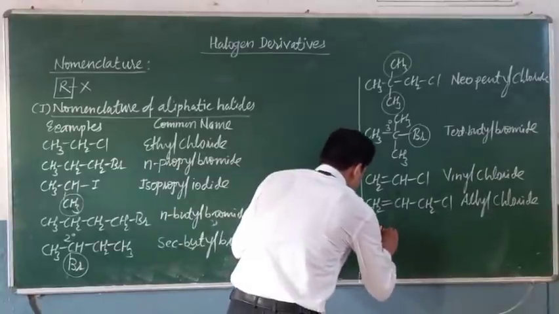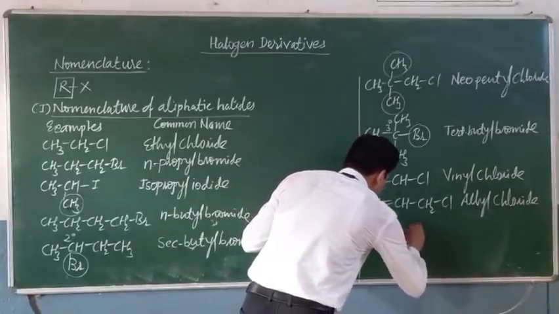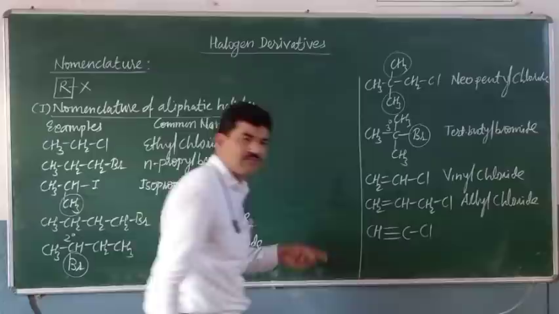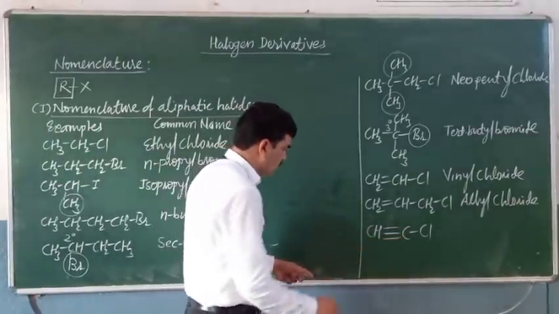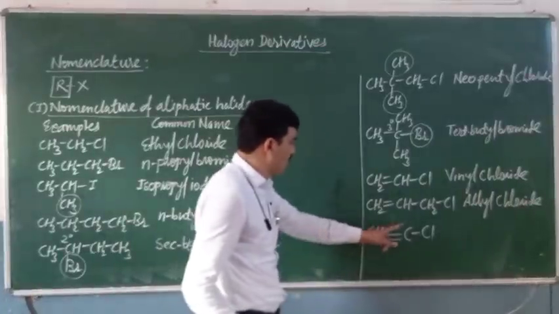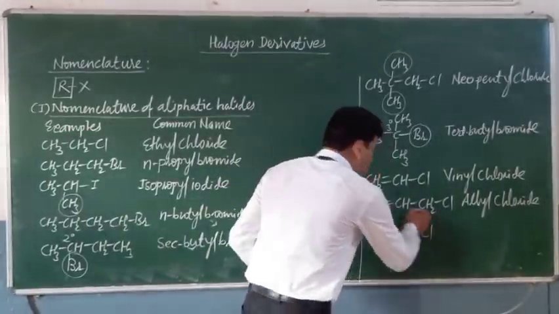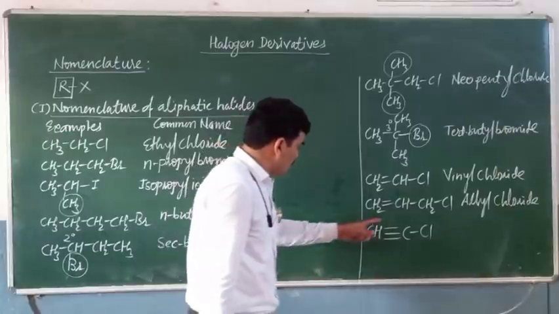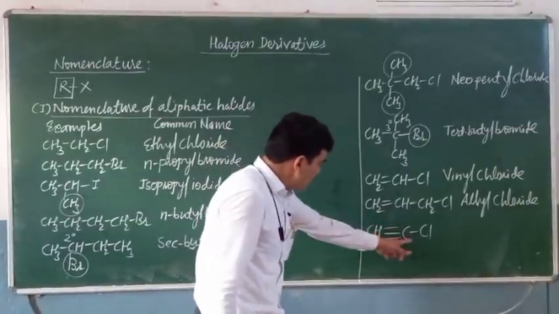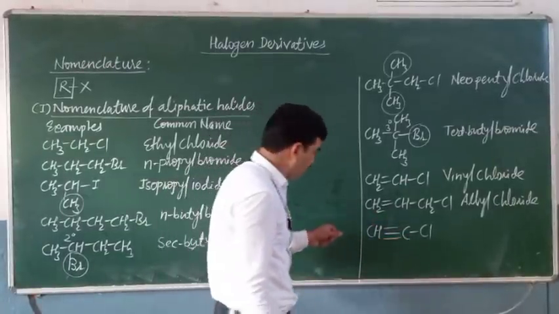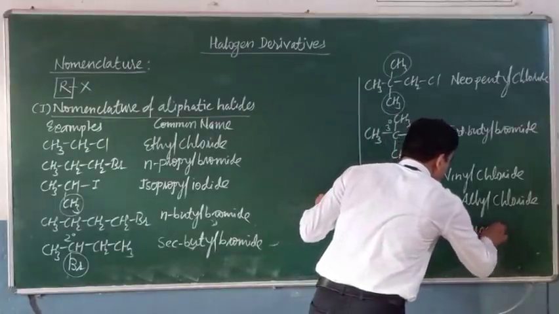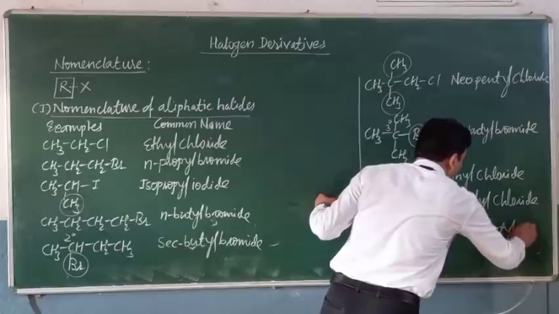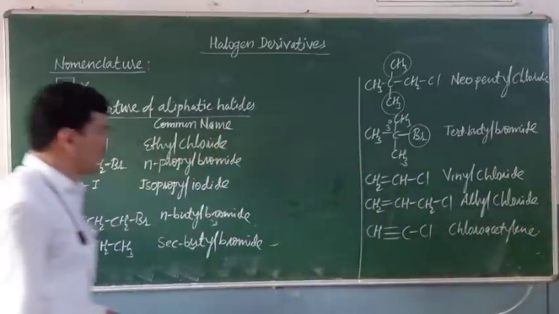Then, CH≡C-Cl. Here the parent hydrocarbon is acetylene. You know the formula of acetylene, CH≡CH. One hydrogen is replaced by chlorine, and therefore the common name of this halogen derivative will be chloroacetylene.